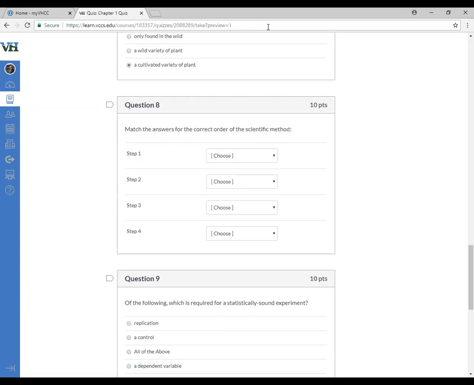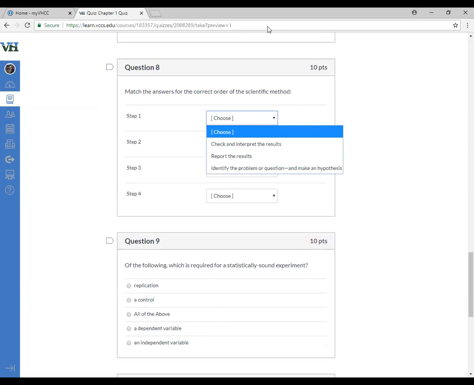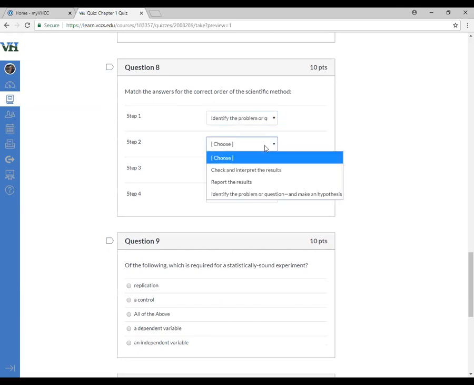Match the answers of the scientific method. This is the one I messed up on. So the scientific method, step one here, we're identifying the problem, making a hypothesis. Step two, this is where I messed up. That should have been experimentation there.